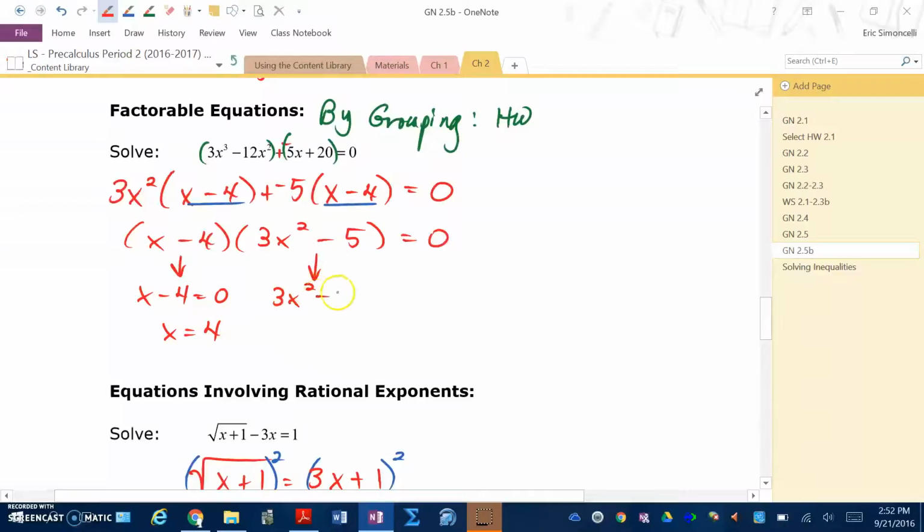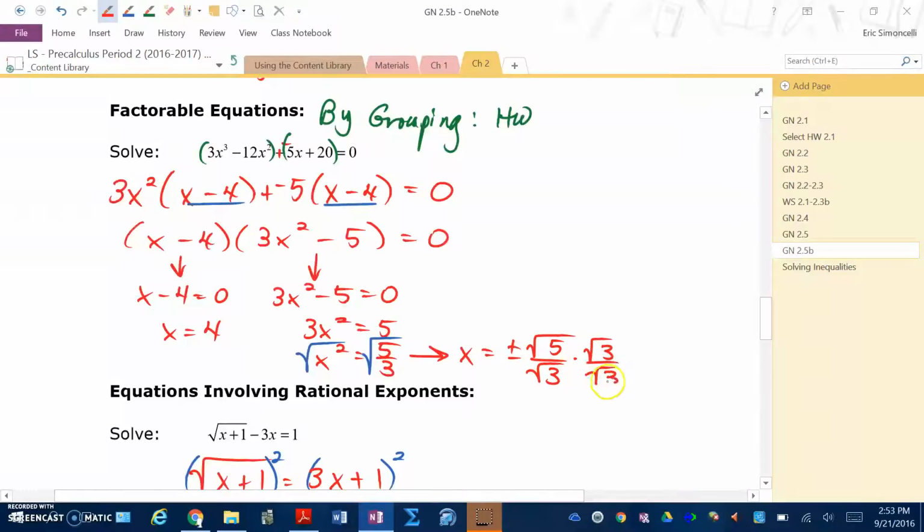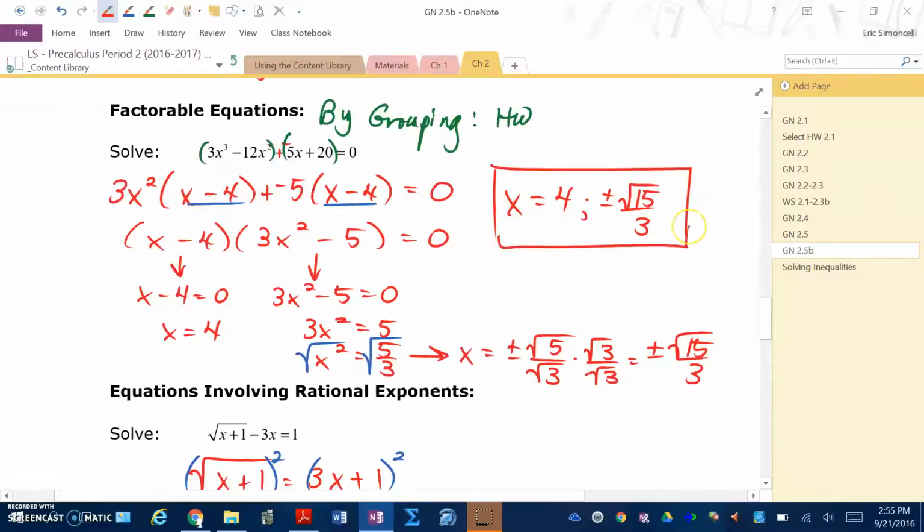We want to set this equal to 0, which leads to the following: 3x squared equals 5, x squared equals 5/3, and then that leads to x equals plus or minus, of course when square rooting both sides, root 5 over root 3, which I'll do a quick simplification of sorts, which leads to this. So when it comes down to my final answers, and there are 3 final answers, our final answers end up being x equals 4, and then plus or minus root 15 over 3. Moving on.